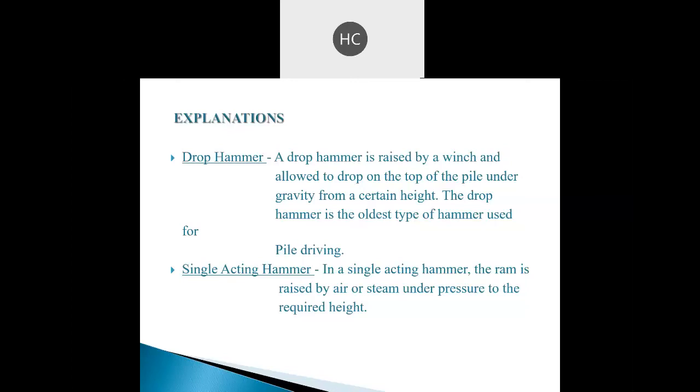Explanation for drop hammer. A drop hammer is raised by a winch and allowed to drop on the top of the pile under gravity from a certain height. The drop hammer is the oldest type of hammer used for pile driving. In a single acting hammer, the ram is raised by air or steam under pressure to the required height.